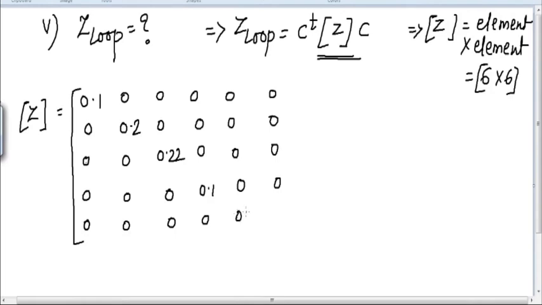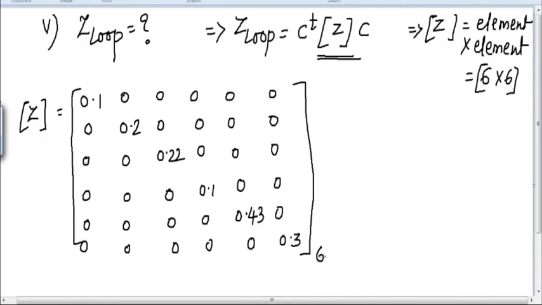Then the fifth element is having 0.43. So I have put here 0.43, and the last is 0, 0, 0, 0, 0, and the last value is 0.3. So in this way we have calculated the Z matrix. So you can see that this is a 6 by 6 matrix. Whatever number of elements will be there in the problem, the matrix will be taking the shape accordingly, element by element. As in this particular problem, the total number of elements is 6. So that's why we have obtained a 6 by 6 matrix.